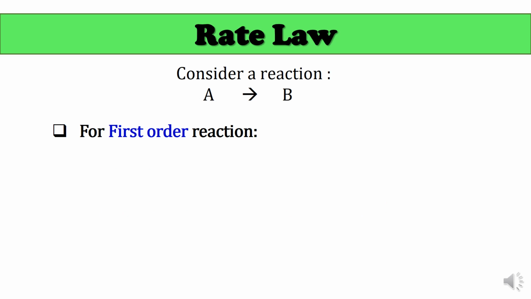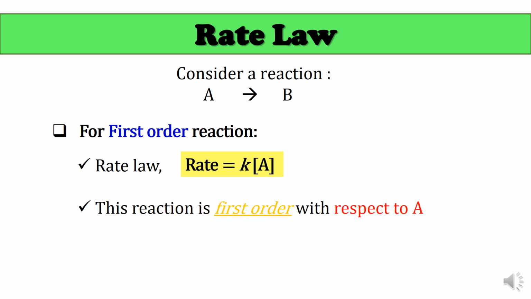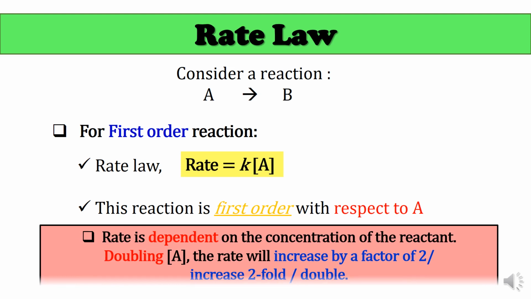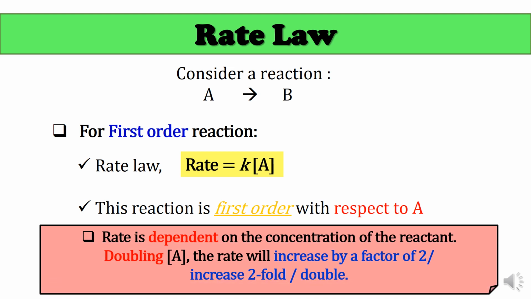For first order reaction, rate law is rate equal to k[A]^1. The power on the concentration of A is 1 because the reaction is first order reaction. So we say the reaction is first order with respect to A. First order reaction means rate depends on the concentration of reactant. If we double the concentration of reactant, the rate will increase by a factor of 2, or double.